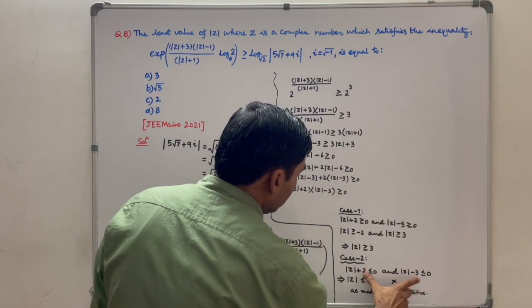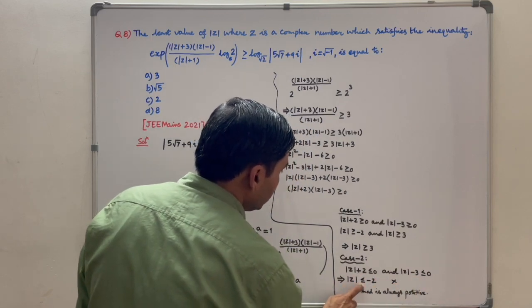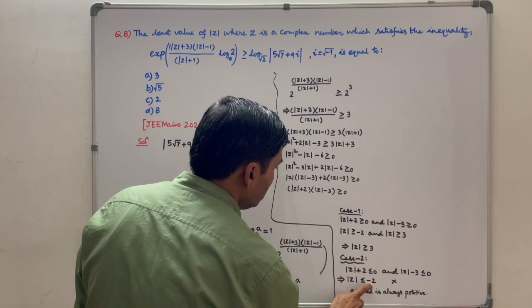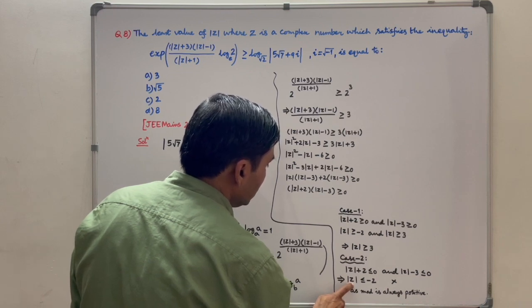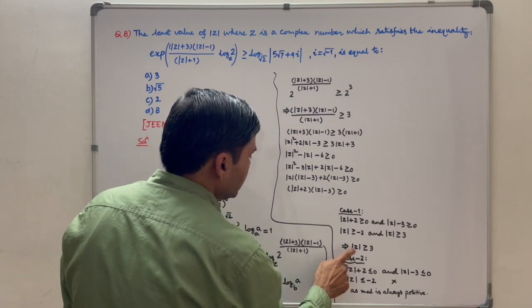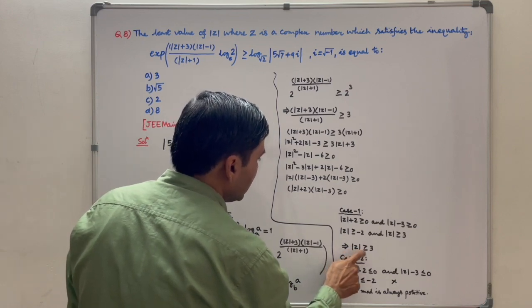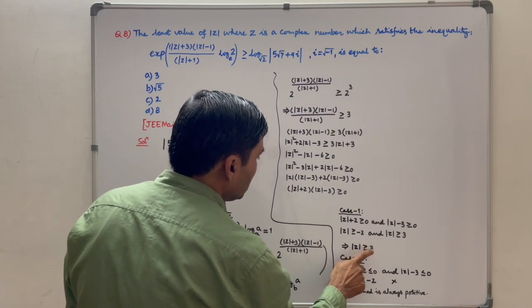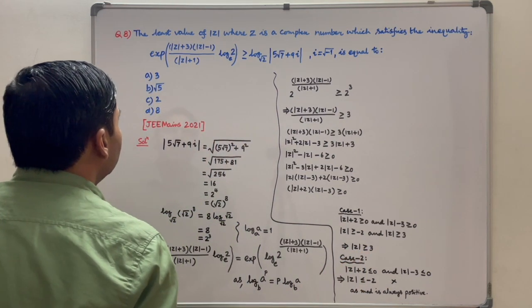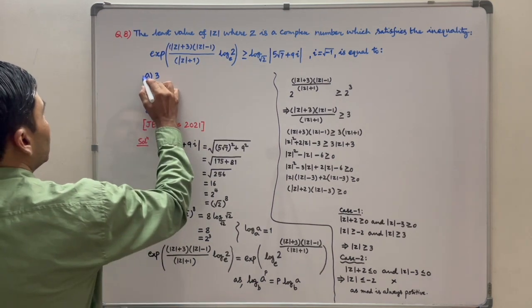If we combine both, we can say that mod z is less than or equal to minus 2, which is not correct, as we know that mod is always positive. So mod z should be greater than or equal to 0. So in this case, we will not get any solution. So finally, we can say that mod z is greater than or equal to 3. So minimum value of mod z will be equal to 3. So option A is correct.